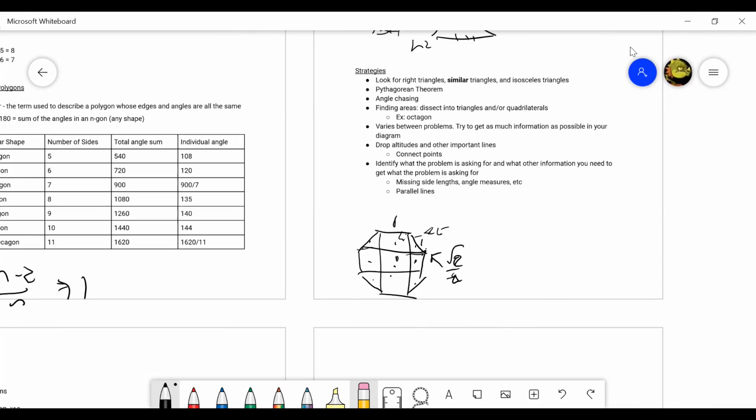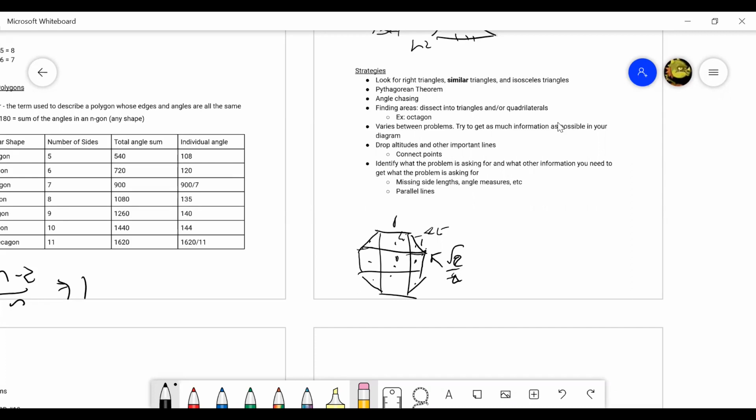And lastly, identify what the problem is asking for and what information you need to solve the problem. So don't try to do any more work than you really need to. And sometimes the answer is just easy to find when you have a set goal in mind.